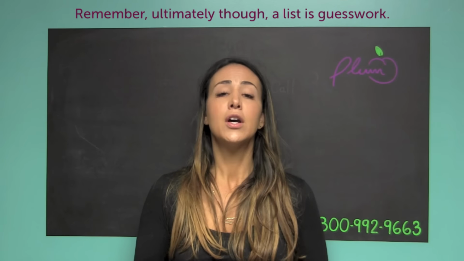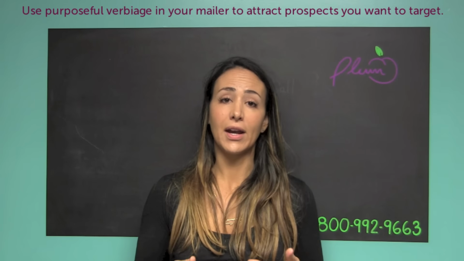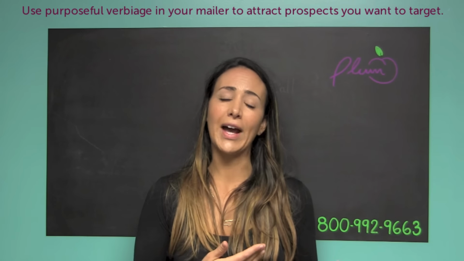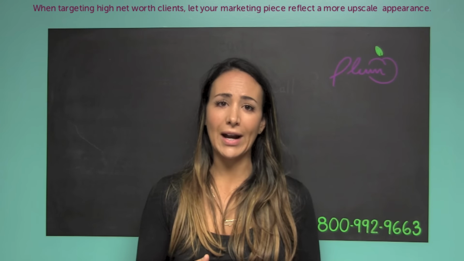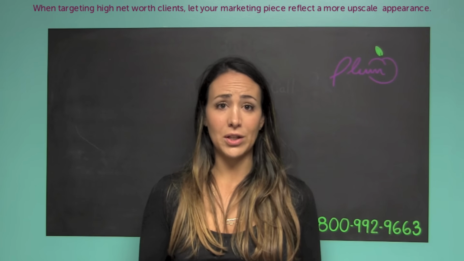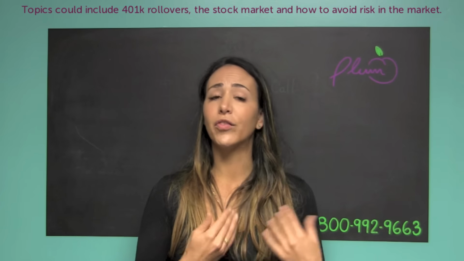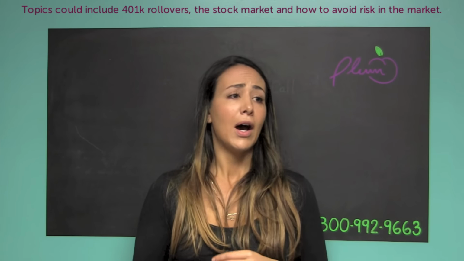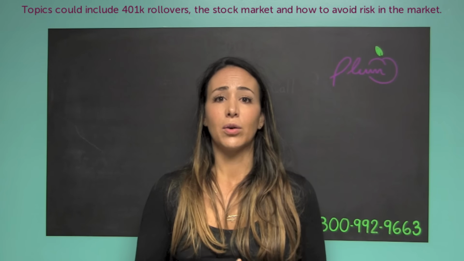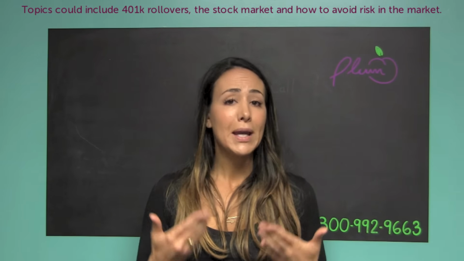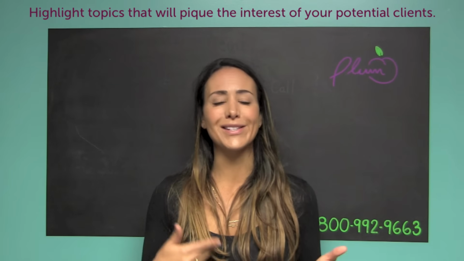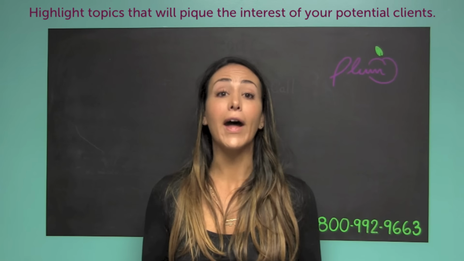Either way, it's guesswork. So what we do recommend doing and taking advantage of is using us to come up with verbiage that's going to reflect the type of people that you're wanting to attract. So if you're wanting to attract a higher net worth client to come and see you at your event, you're going to want to talk about 401k rollovers. You're going to want to talk about people's monies in the stock market and how to possibly avoid catastrophic loss. So things that people with money would be concerned about, that's going to attract them. Someone who doesn't have money is really not going to come to a seminar on that, hopefully.